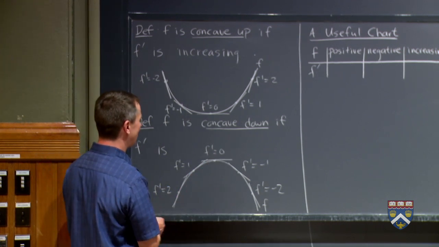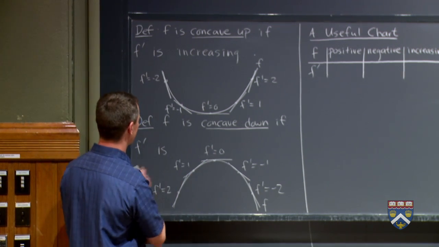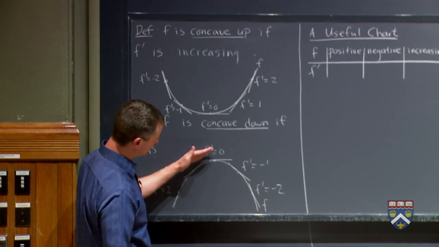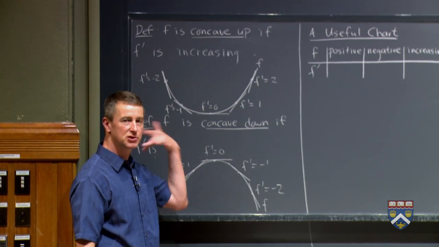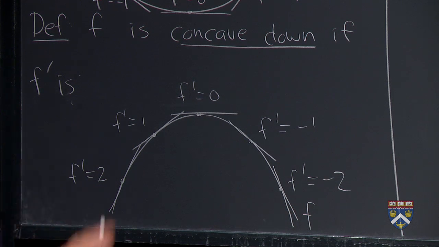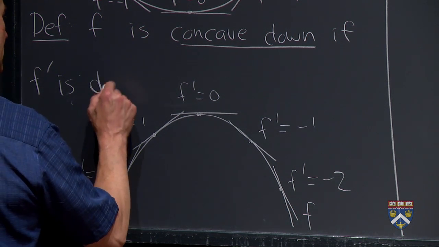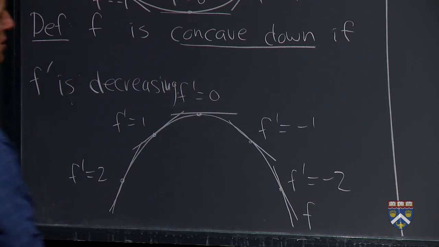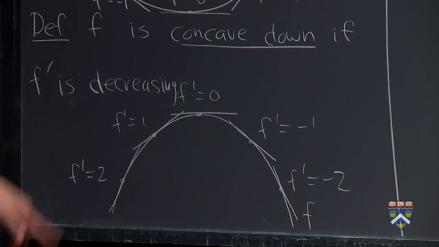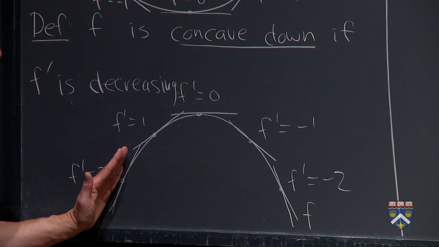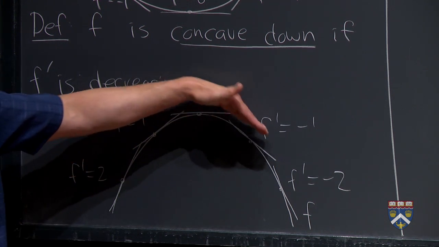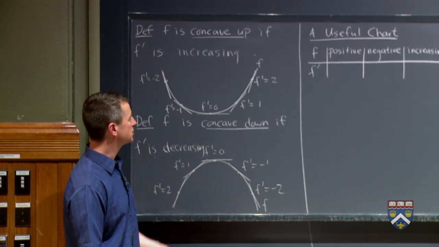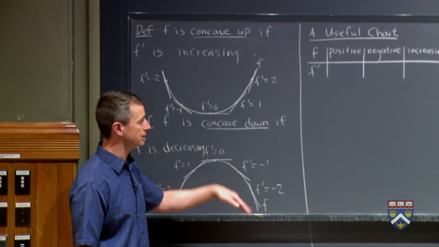Similarly, if f is concave down, I guess I didn't leave myself enough room to write the answer here. F prime is, so what are the slopes doing here? First they're getting shallower, then they're getting steeper, but what are the slopes doing the whole time? I hope the word that you came up with was decreasing. So if f is concave down, f prime is decreasing, because we're going from a big positive to a lesser positive to a small negative and then to a bigger negative. So f is concave down when f prime is decreasing.